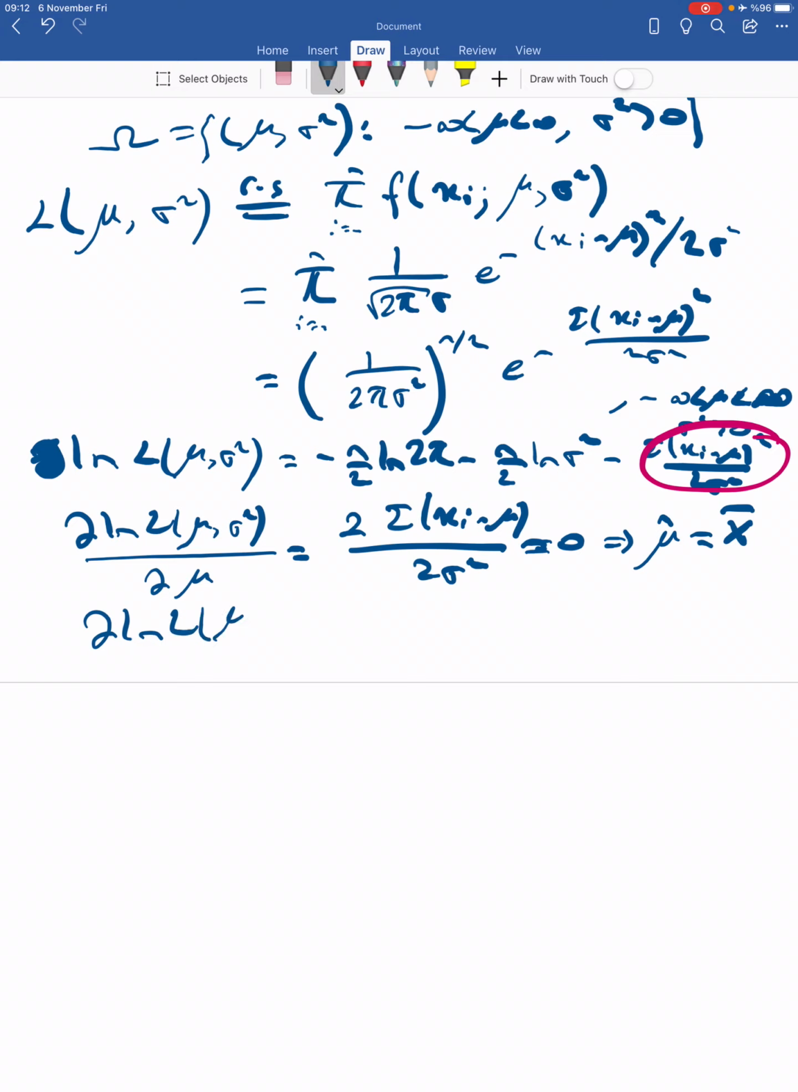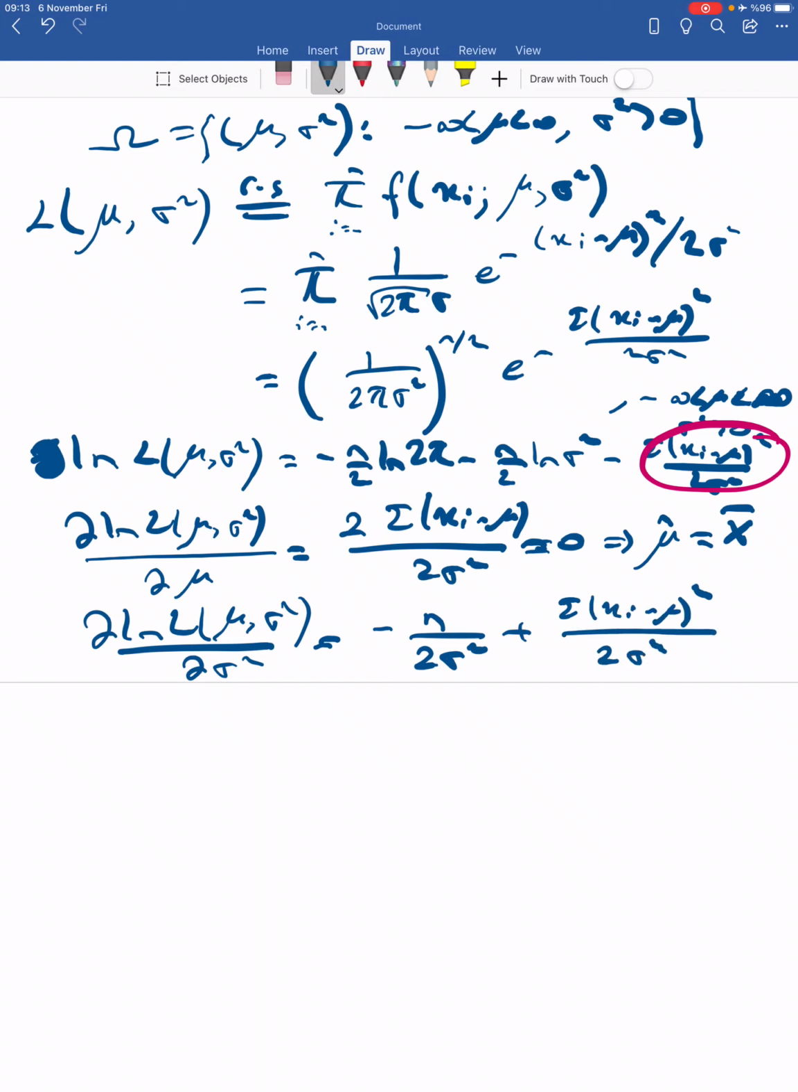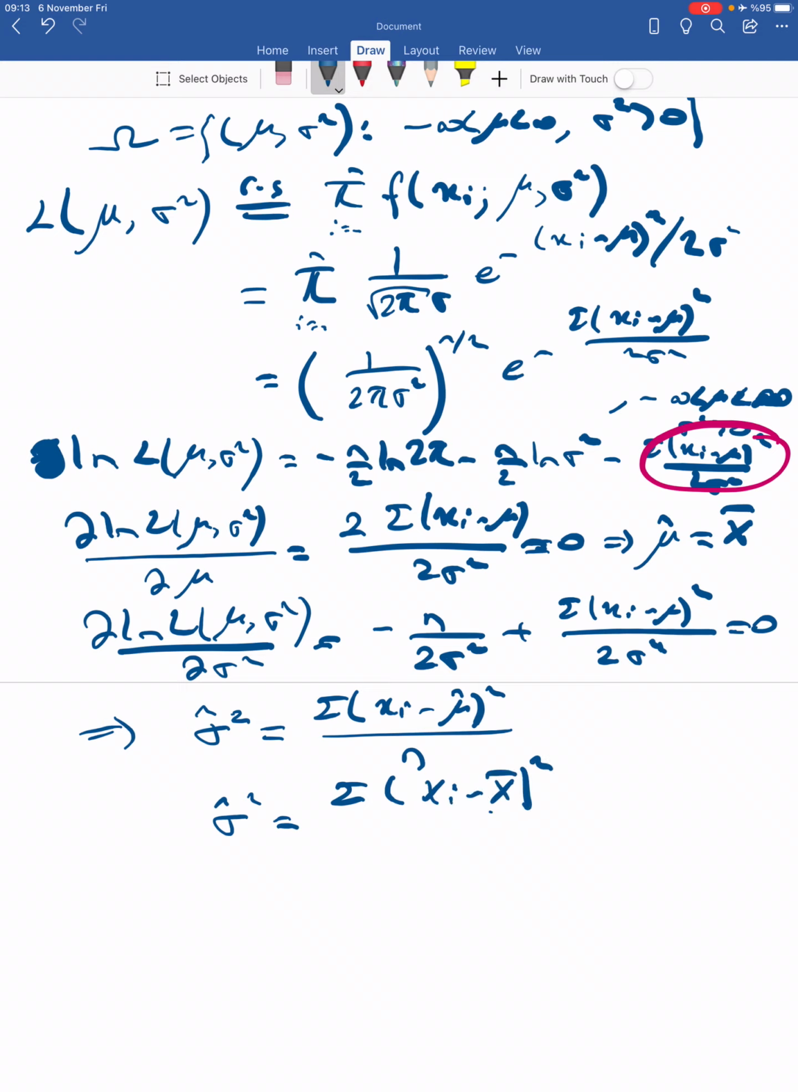So do the same thing for sigma square. We have minus n over 2 sigma square plus summation (xi minus mu) whole square over 2 sigma to the 4. Then equate this to 0 and obtain sigma square as summation (xi minus mu) whole square divided by n. Put the hats here. Then the MLE of sigma square will be summation (xi minus x bar) whole square divided by n. So the MLE gives us a biased solution. The denominator is n, not n minus 1. Be careful about that.